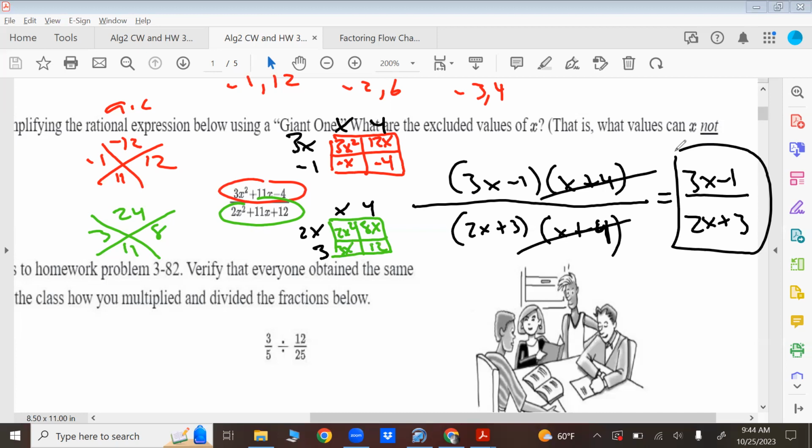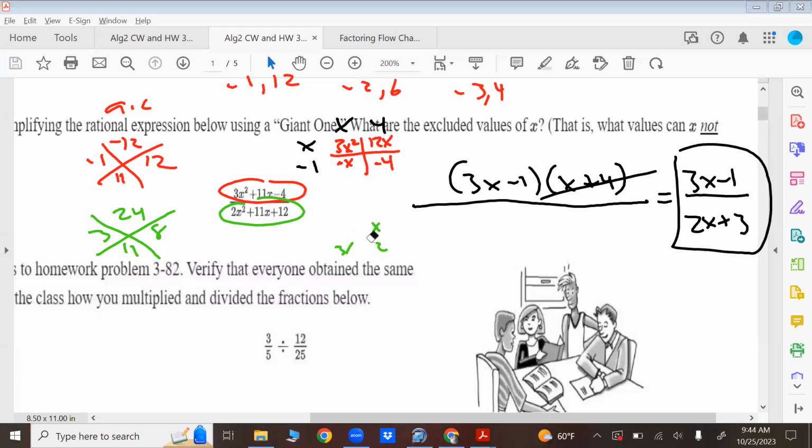By the way, if you know how the top factors, I didn't really need to do the area model if I didn't want to. I could have just realized that 3x minus 1 can't be pulled out of the bottom, but x plus 4 probably could be pulled out of the bottom polynomial. That means this has to be a 3 and this has to be a 2x. So sometimes you suspect which factor is going to go away, because 3x minus 1 can't be.